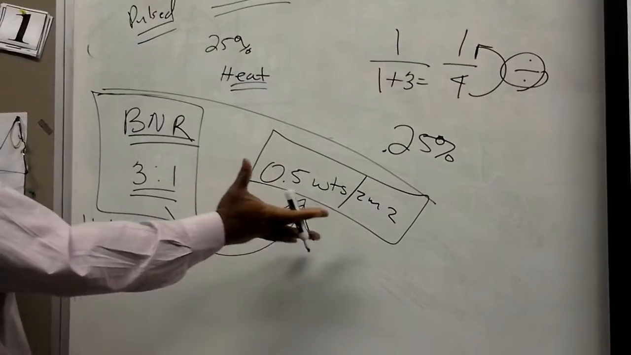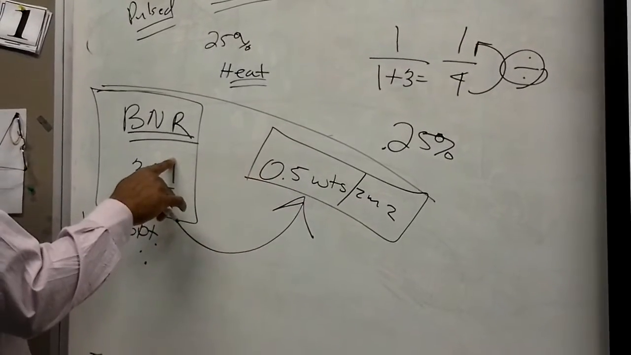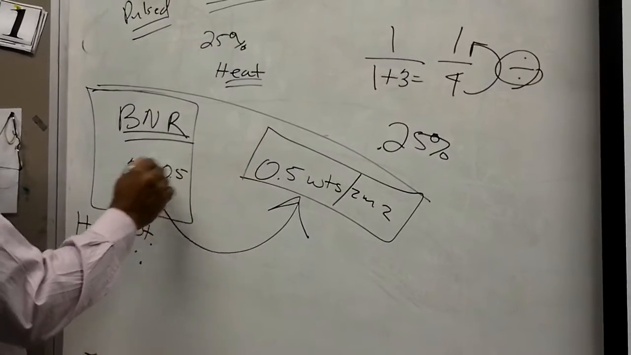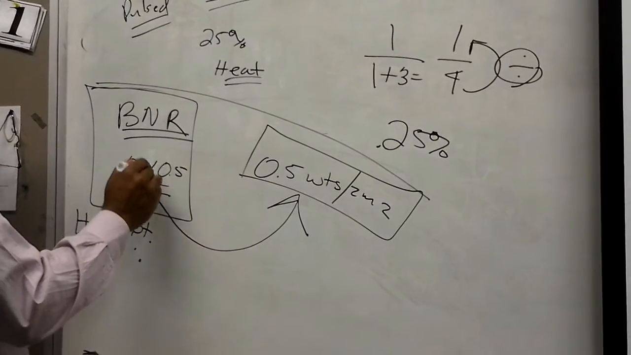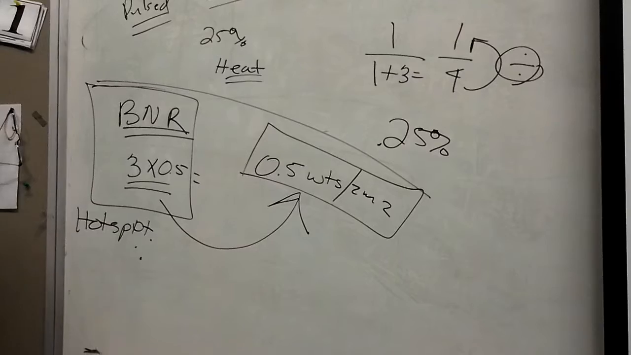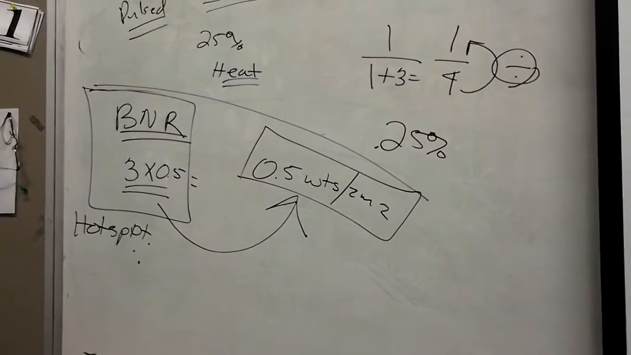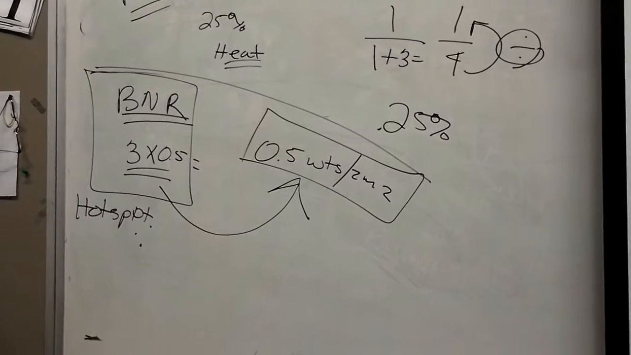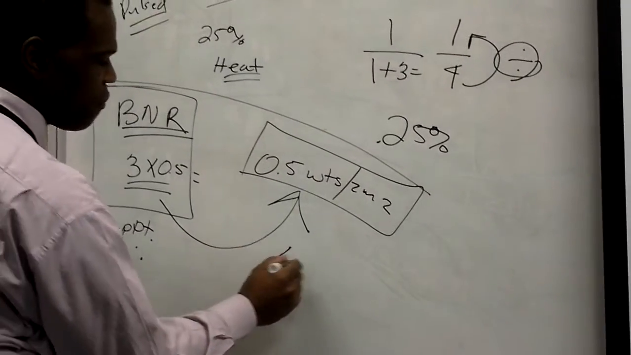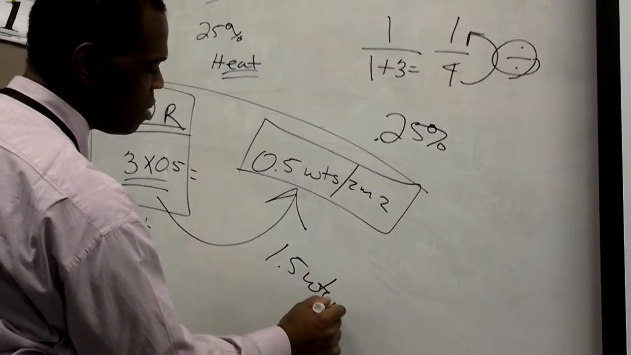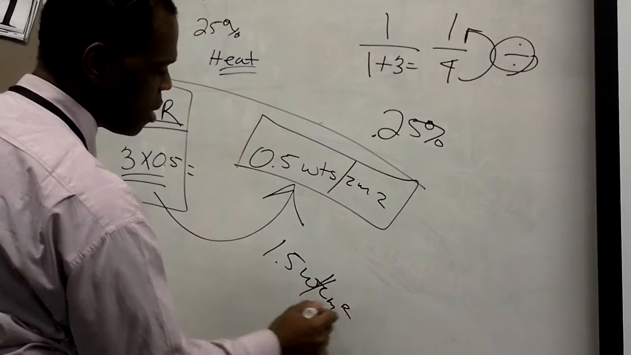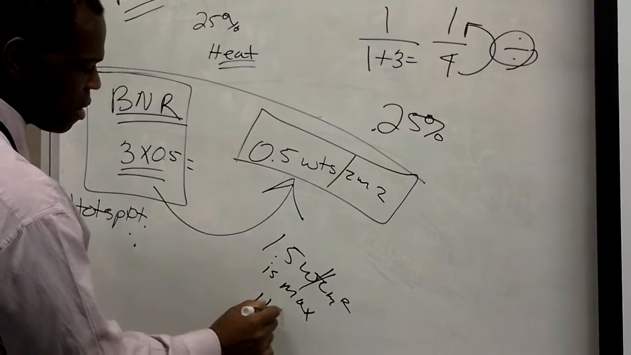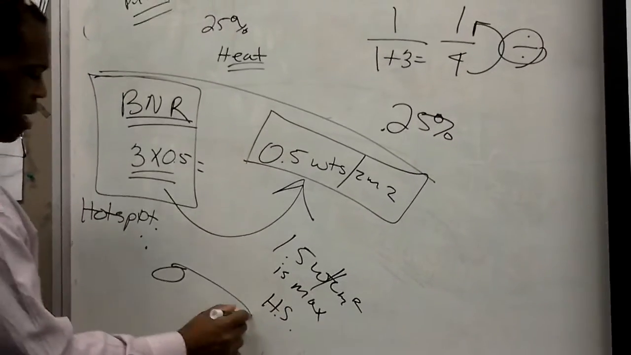So what did we basically do? We did 3 multiplied by 0.5. That's what we did. So we will represent that as 1.5. So 1.5 watts per centimeter squared is the max hotspot in that sound head.